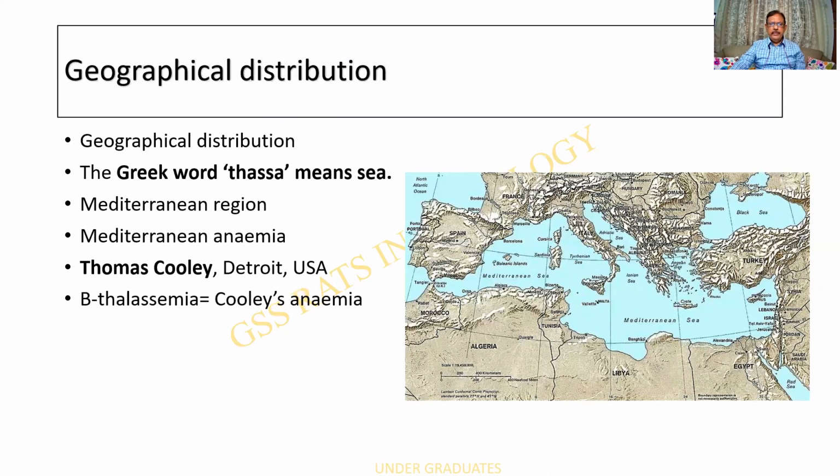As I mentioned earlier, the word thalassa means sea. So here we are finding the Mediterranean Sea and the countries in and around that region are affected by it. That is why it is sometimes called the Mediterranean anemia. Also, it is called Cooley's anemia because Thomas Cooley of USA was the person who first identified it. Sometimes in the question paper, you can get thalassemia or Cooley's anemia or Mediterranean anemia as a question, and we should not be confused.